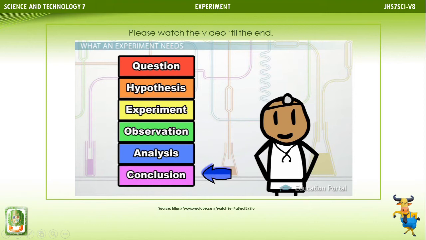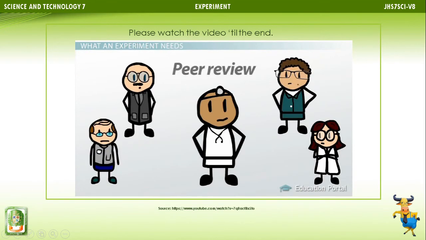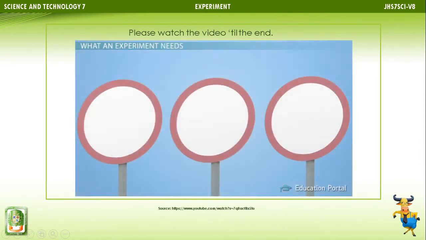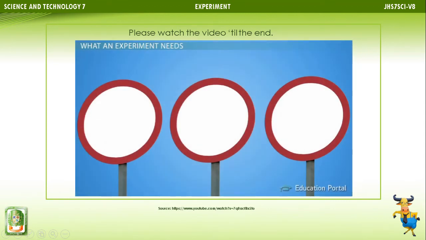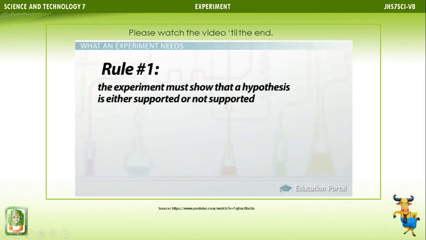Scientific experiments are different from other kinds of tests because they are required to fit in with the scientific method. Another important factor is peer review by the science community. A scientist's work isn't generally recognized unless he follows the standards set by other scientists around the world. A few basic rules apply to the design of a good experiment. Let's take a look at what a science experiment needs. Rule number 1. The experiment must show that a hypothesis is either supported or not supported.